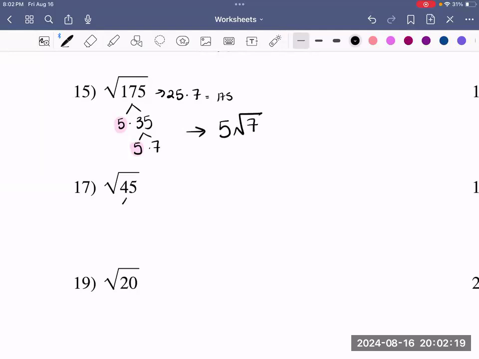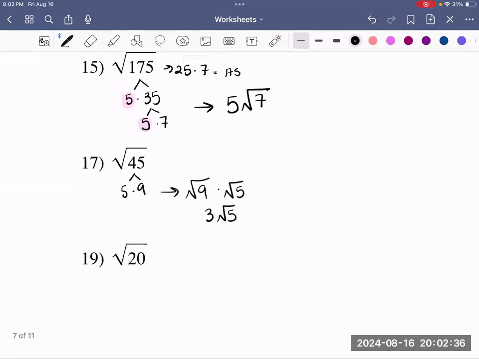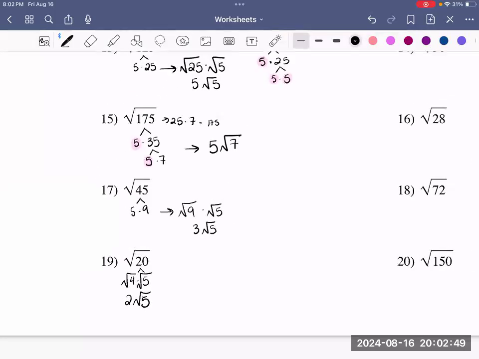Doing it again, you have 5 times 9. 9 is a perfect square, so the square root of 9 times the square root of 5 is 3 root 5. Now your last one, we have the square root of 20. Well, 4 times 5. Well, the square root of 4 and the square root of 5 is 2 root 5.